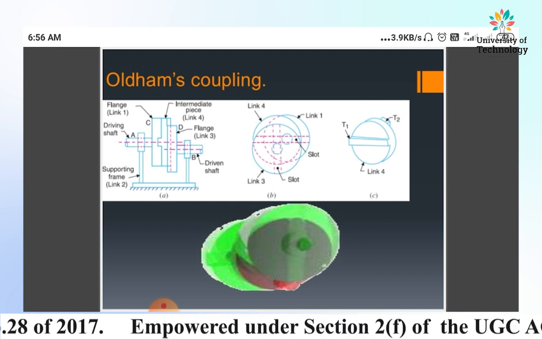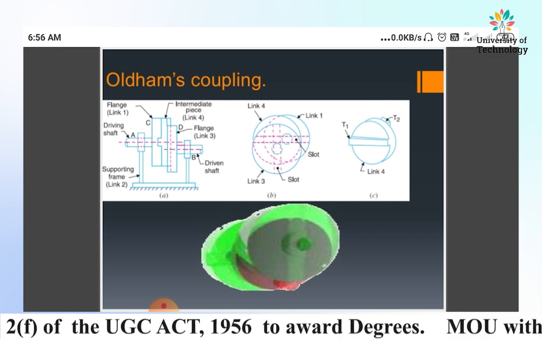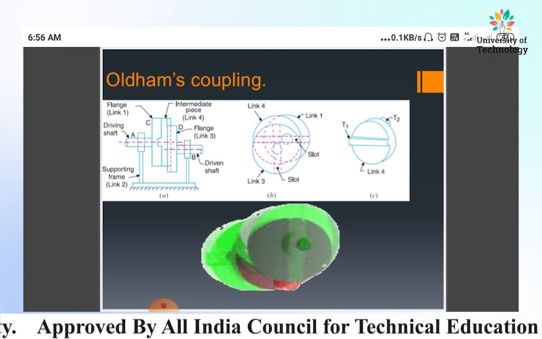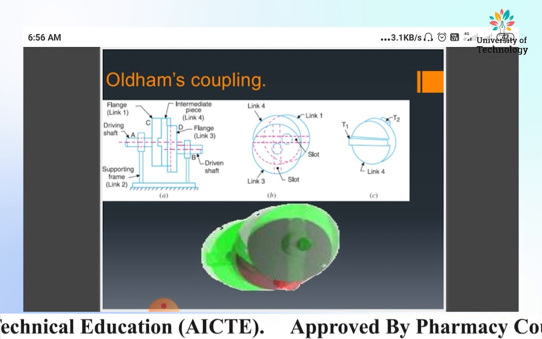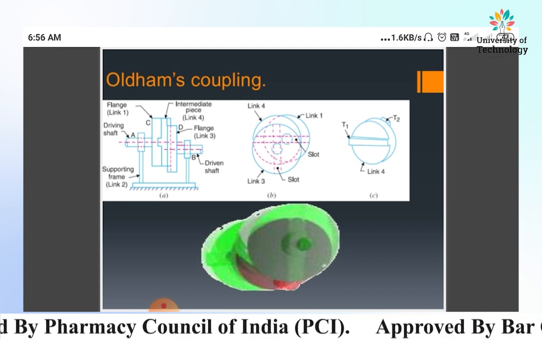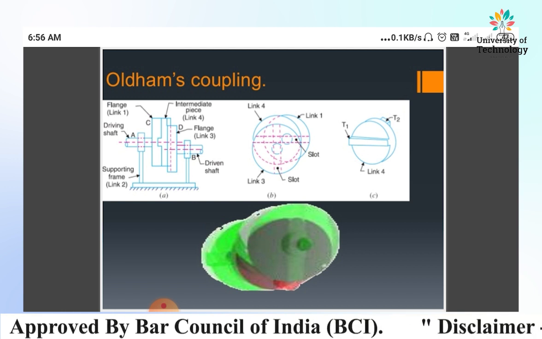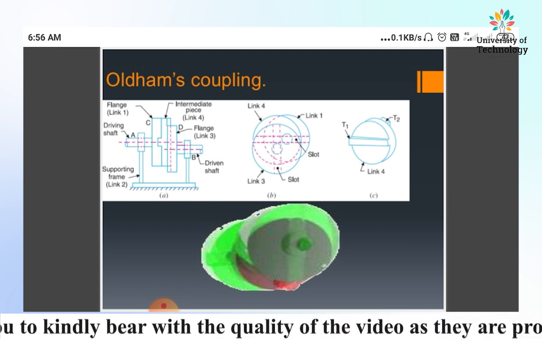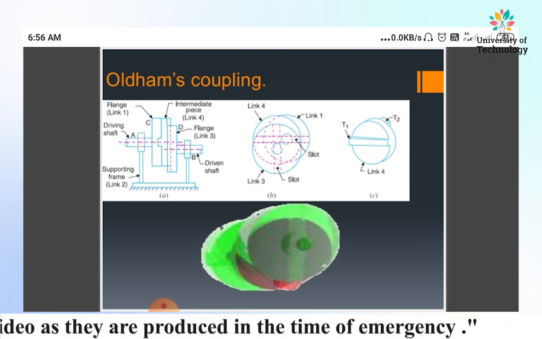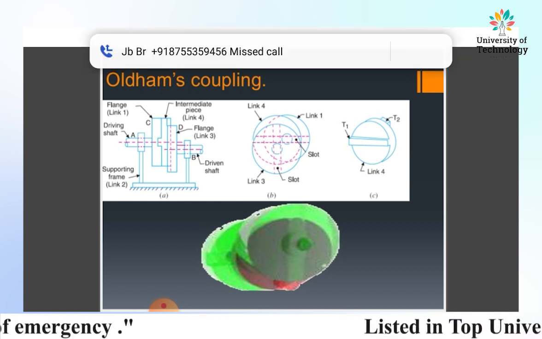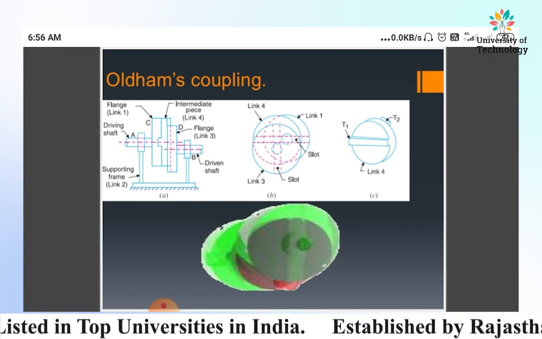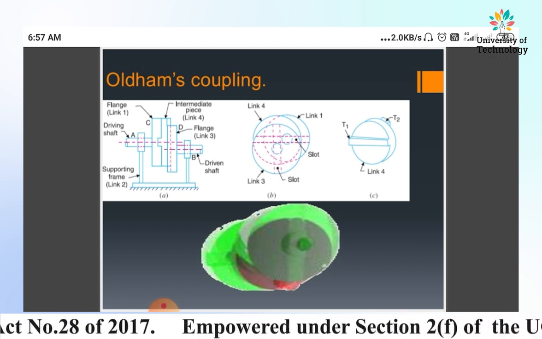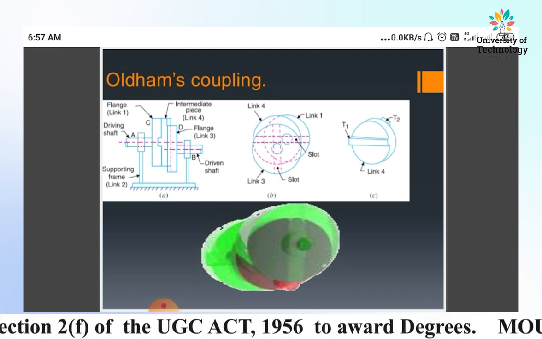And next is the Oldham's coupling. Oldham's coupling is a mechanism that is used to transmit power from one shaft to another shaft when the two axes are at parallel positions. Link 1 is the flange, link 2 is the supporting frame, which is fixed, link 3 is the flange of the other shaft, and link 4 is the intermediate piece. That is easily understood by the line diagram or side view as shown in figure C.